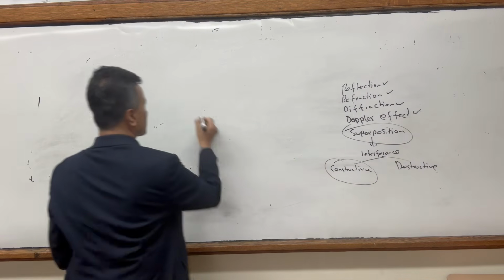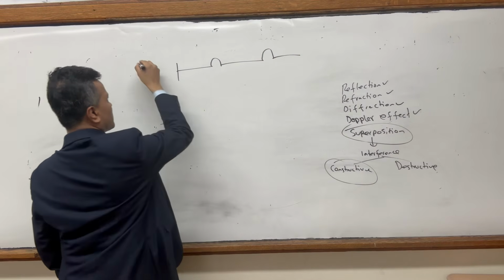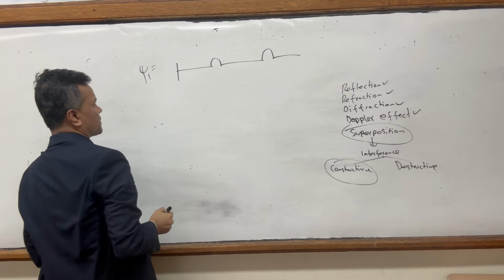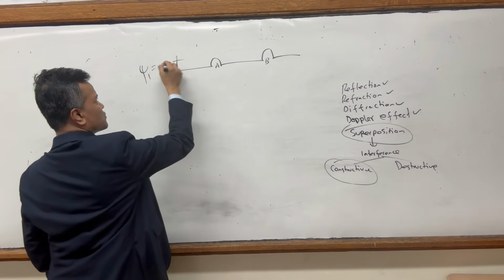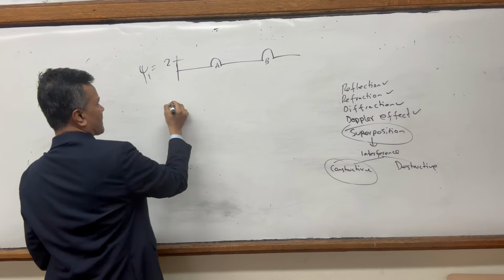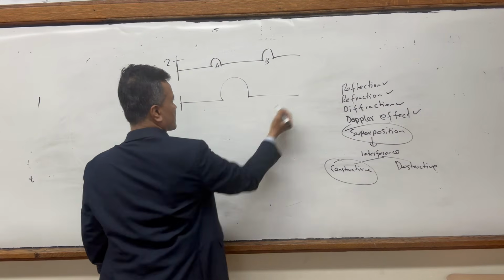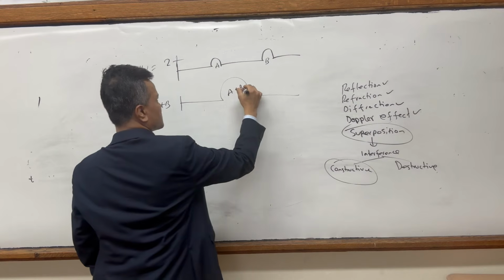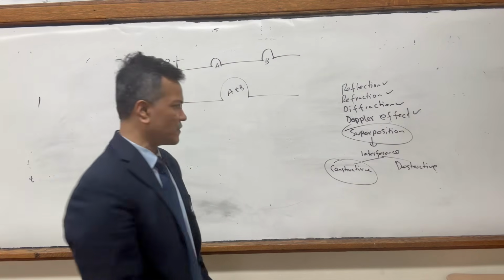Constructive interference looks like this. This is wave one, okay? This is A, this is B. Let's say the amplitude is 2. So A plus B should look like this, all right? A plus B. So this should now be 4. This is called constructive interference.